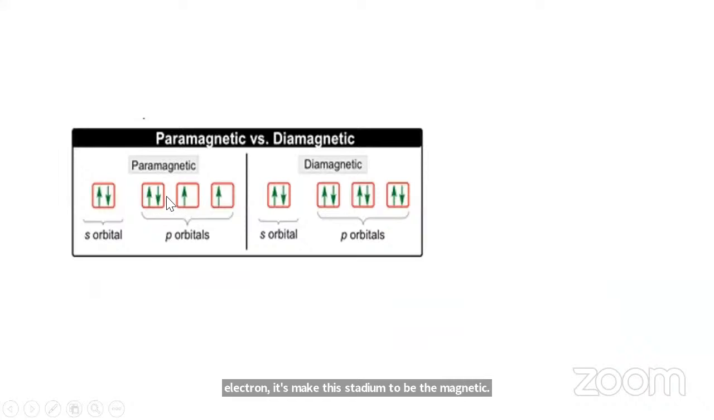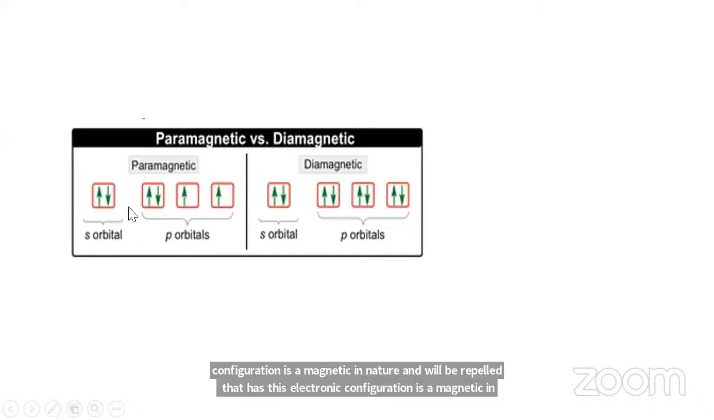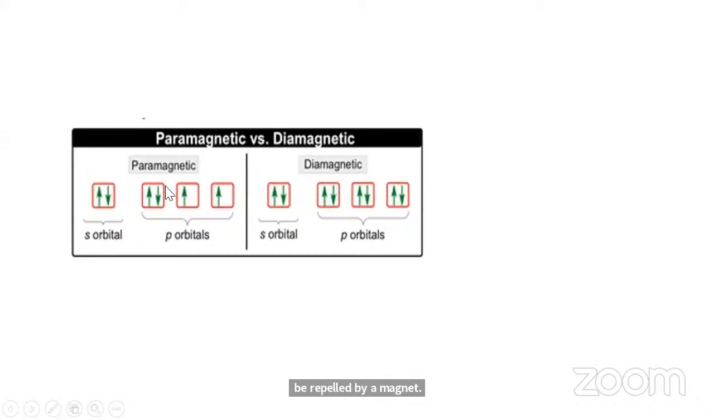This is another example, still the oxygen electronic configuration, where you have these two p orbitals with unpaired electrons in them, while here you have all the electrons paired. So this is a diamagnetic atom. Whatever atom has this electronic configuration is diamagnetic in nature and will be repelled by a magnet. Whatever atom has this particular electronic configuration is paramagnetic and will be attracted to a magnet.